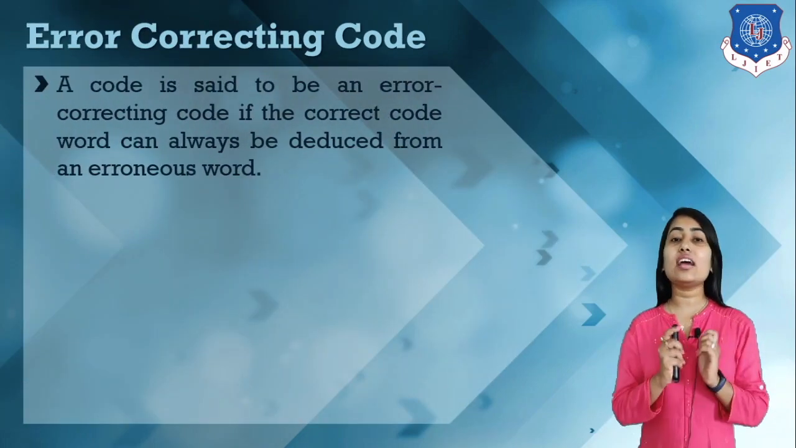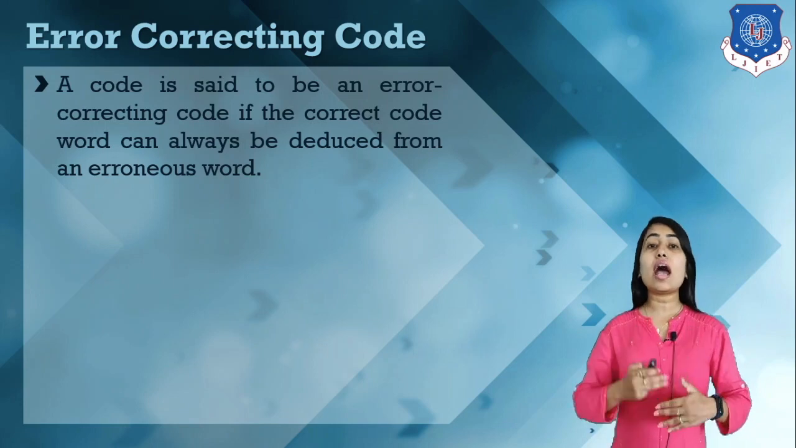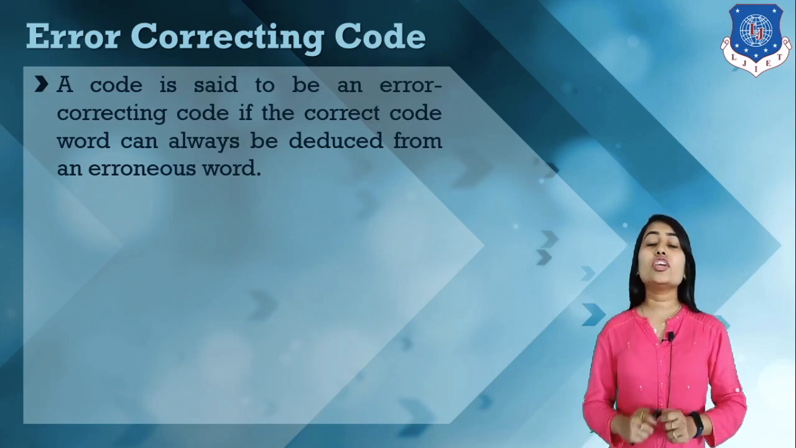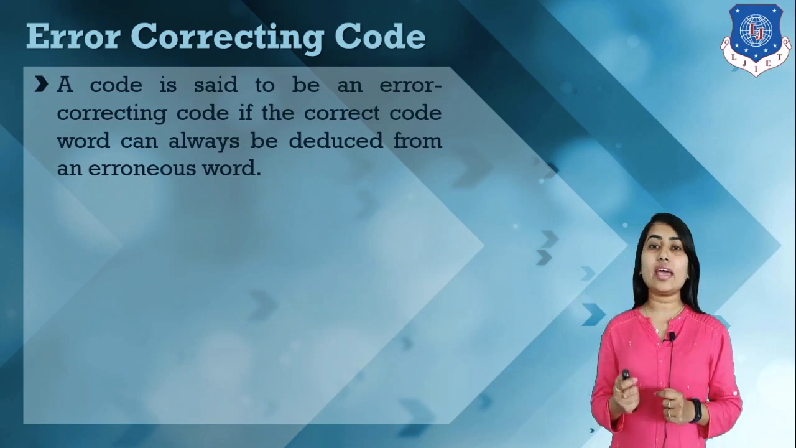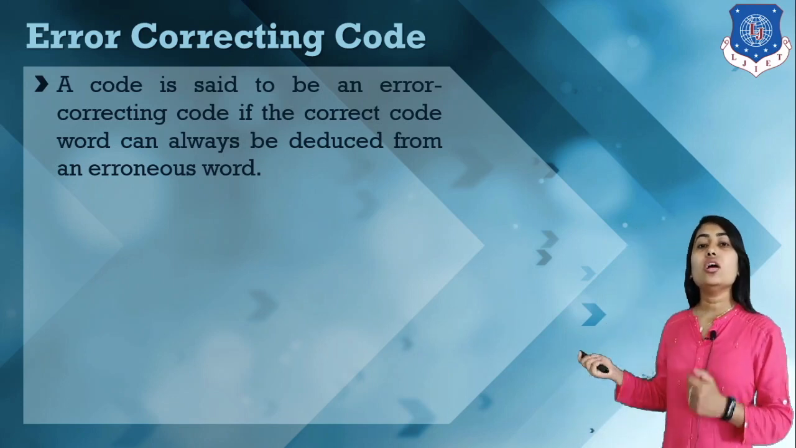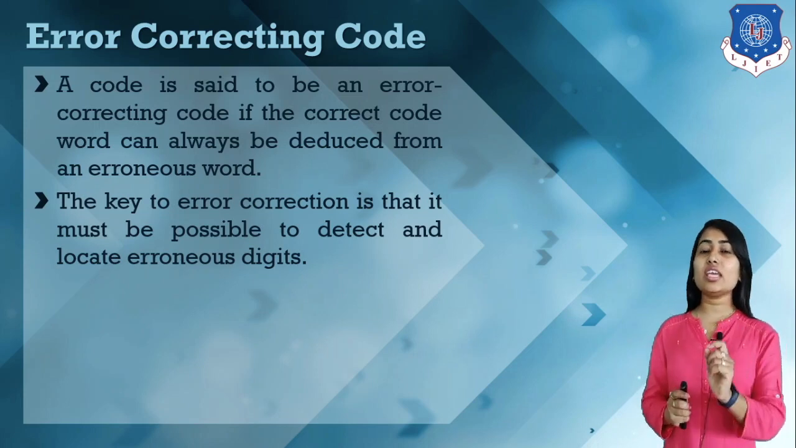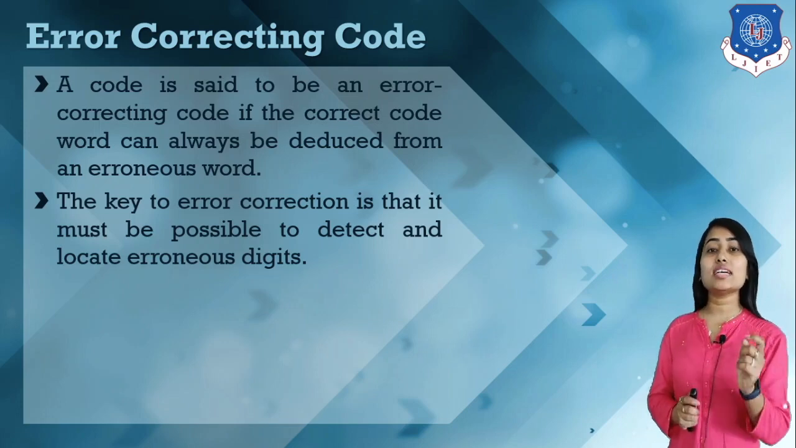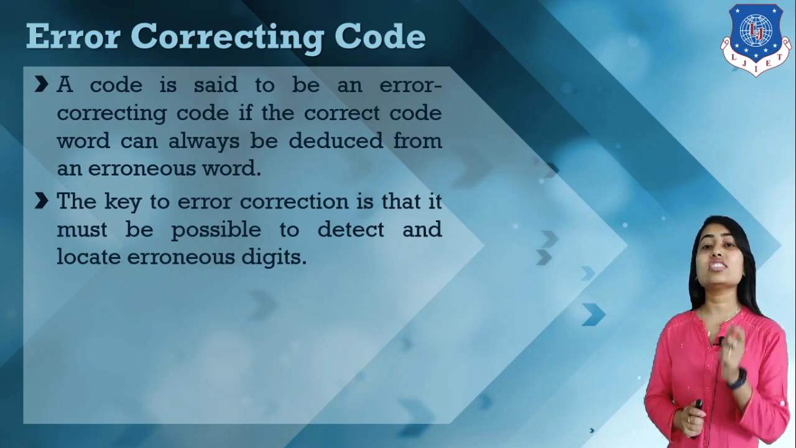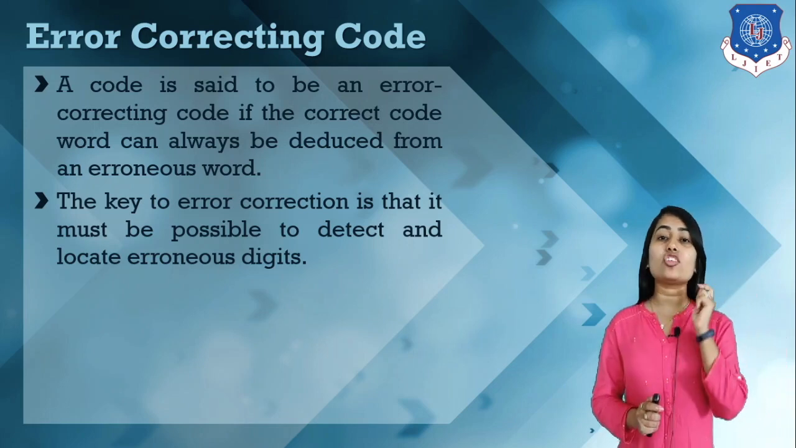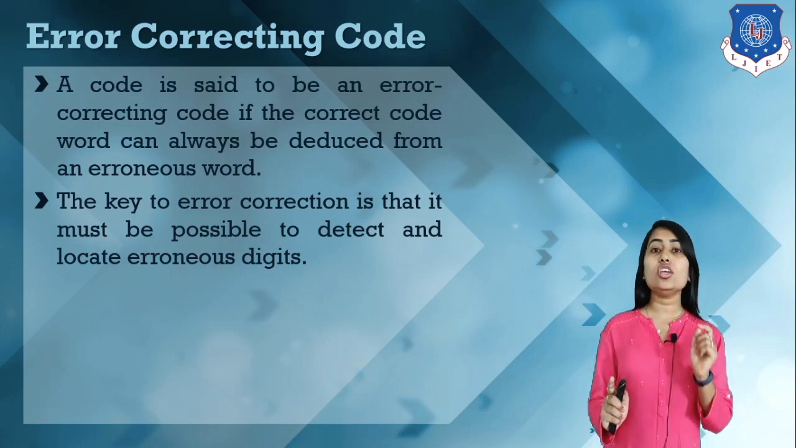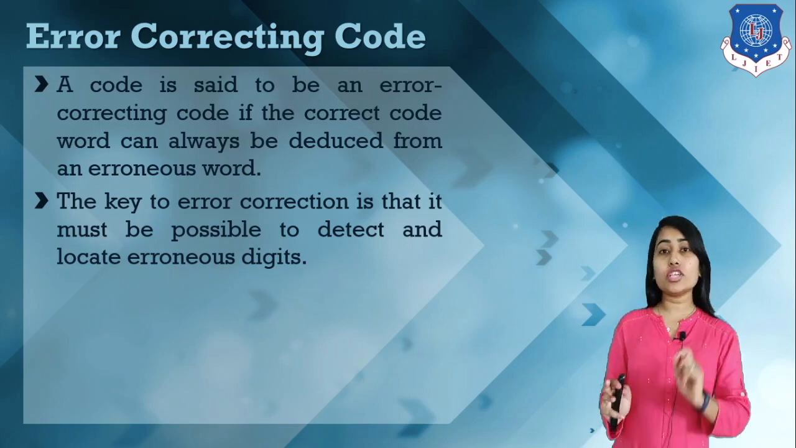Next we have the error correction code. An error correcting code is a code which identifies the error and corrects the error. The key principle for this error correcting code is that it is necessary to detect an error and the exact position of that error. It is necessary to identify that an error occurred and at which location the error occurred.